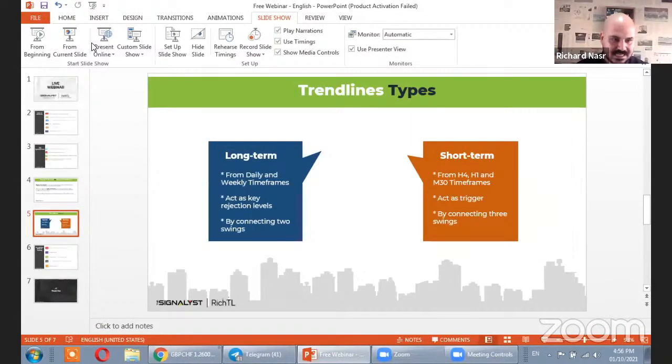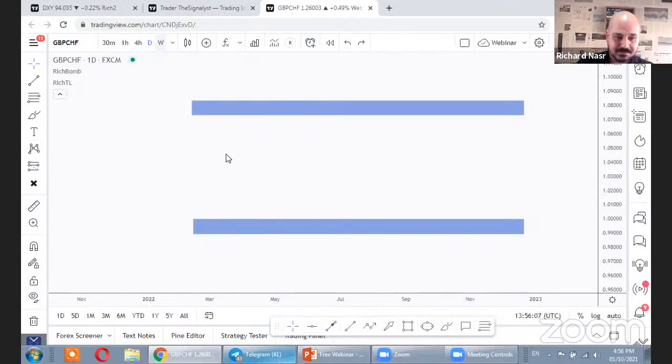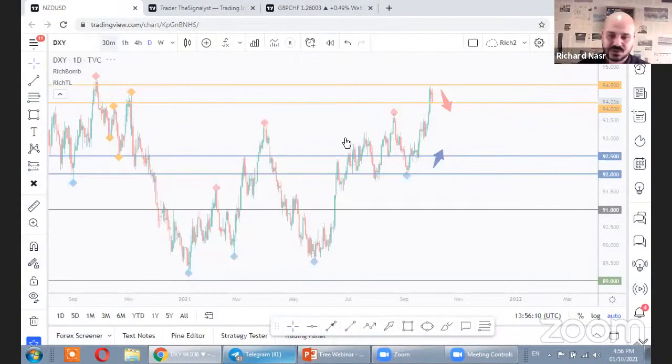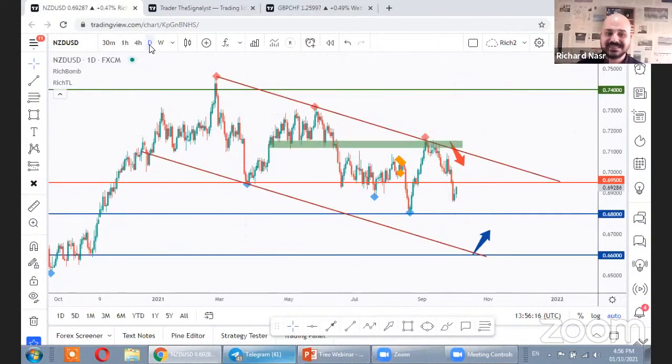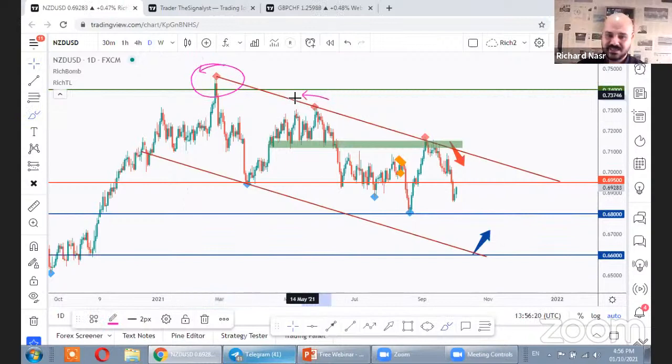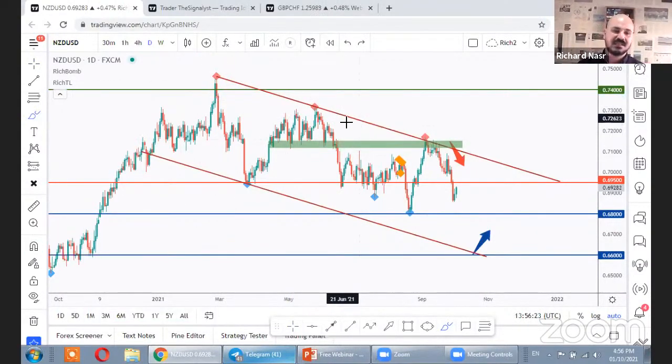We have an example about this one on NZDUSD. For those who saw it, I posted this one on TradingView. So this is from the daily time frame, right? So we have this swing and this swing, right? So we drew a trend line here, and this trend line is showing us the overall direction, that it's obviously now bearish, right?